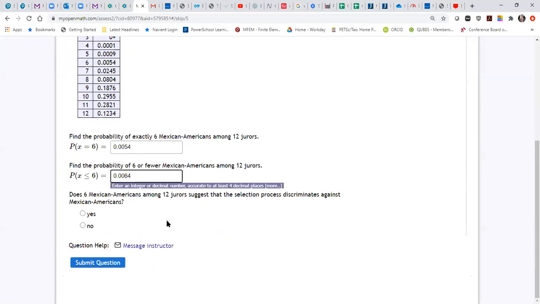But now you need to be careful. This is talking about whether the trial is fair or not, or whether it discriminates against Mexican Americans. Because this is less than 0.05, the conclusion will be yes. Remember from the chapter, let's see, yeah.